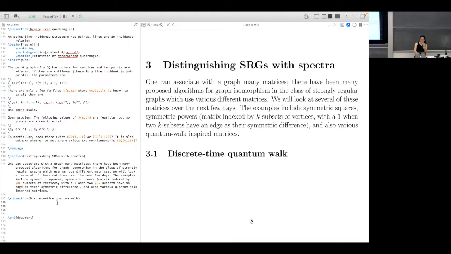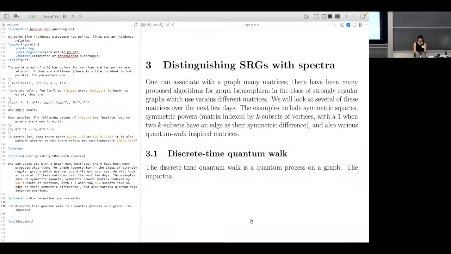of the discrete time quantum walk, which there will be talks about next week, right? Yeah, so the discrete time quantum walk is just a quantum process on a graph. But what does it do? The point is that it has a transition matrix, which is going to be some matrix with combinatorial information. The important thing for combinatorialists is that it has a transition matrix with combinatorial information.